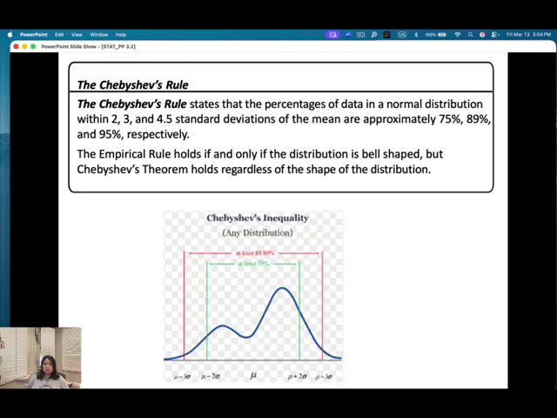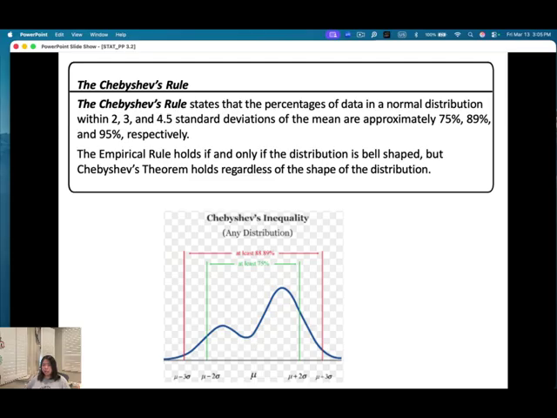Okay, last one. The Chebyshev rule. Chebyshev's rule states that the percentage of data within 2 and 3 and 4.5 standard deviations of the mean is approximately 75%, 89%, and 95%. Since the empirical rule only works for the bell shape, but Chebyshev's theorem can be applied for any shape of the distribution. Okay, one more time.